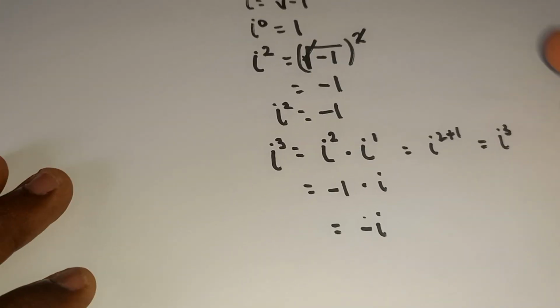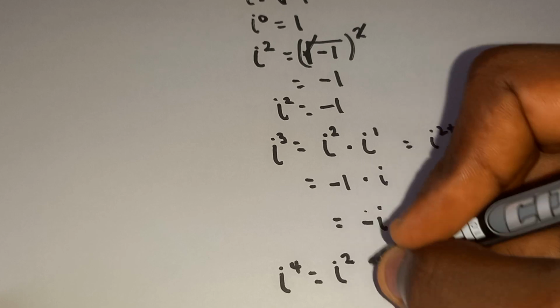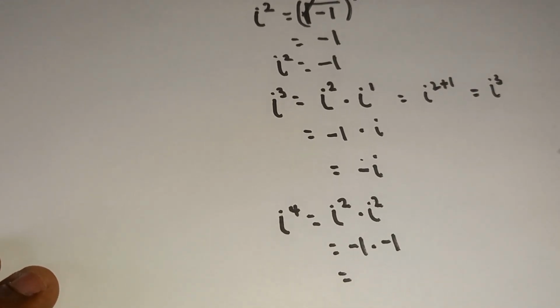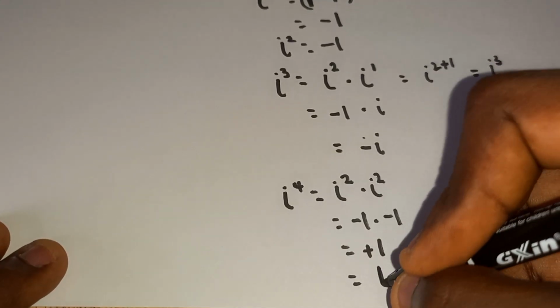So now let's search for i raised to the power 4. We can have it to be i^2 times i raised to the power 2. That's -1 times -1. And we know that negative times negative gives positive. So we have +1, which is 1.